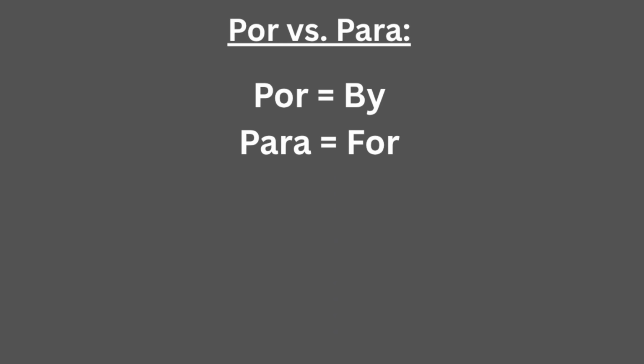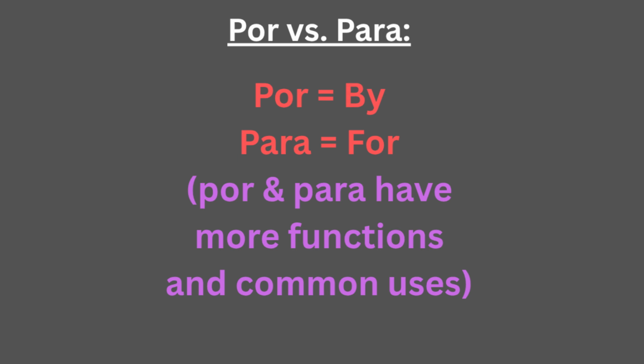Spanish has two special words that are used very commonly, por and para. Often, the use of the words can be confusing because they're translated as "by" and "for." While this explanation is true, it often takes away from the multiple functions of each word. So in this video, I will show the true difference between the two.